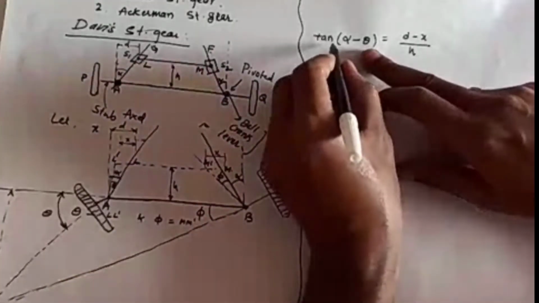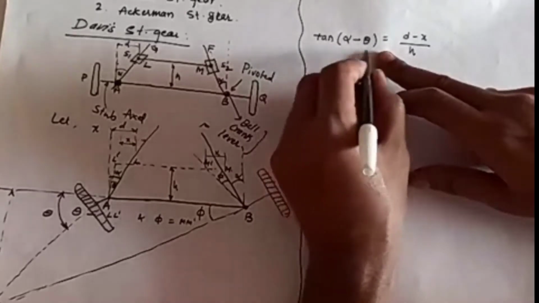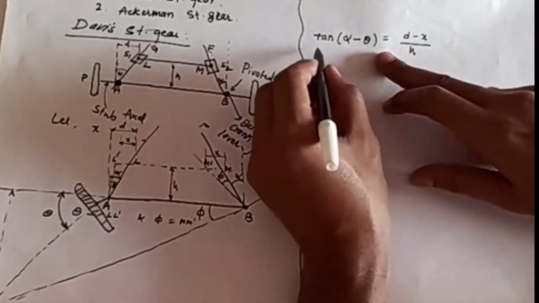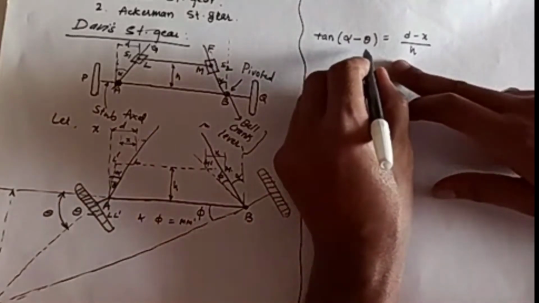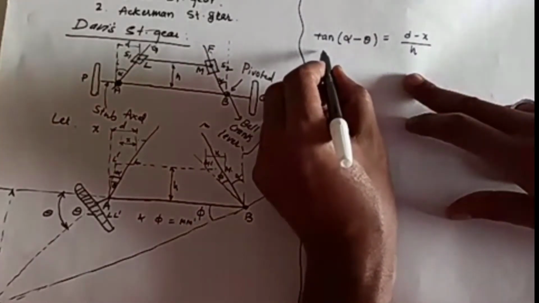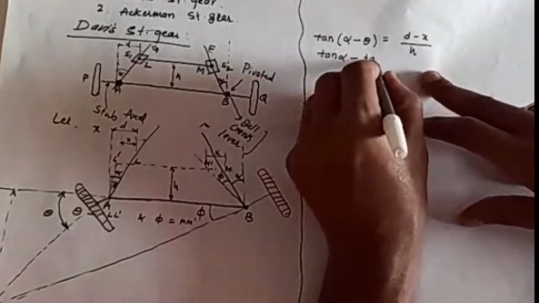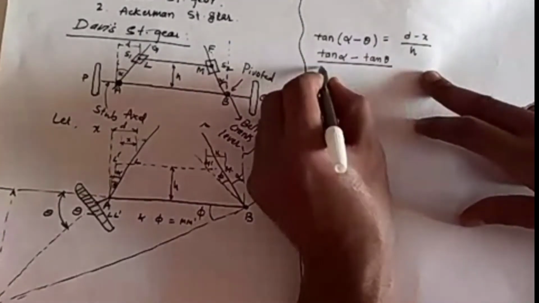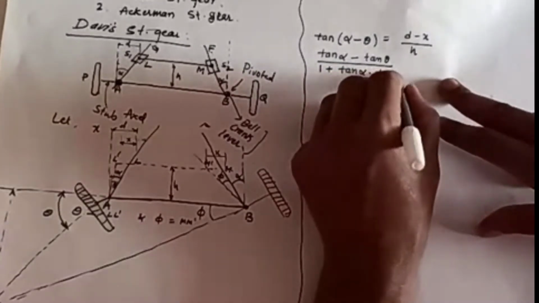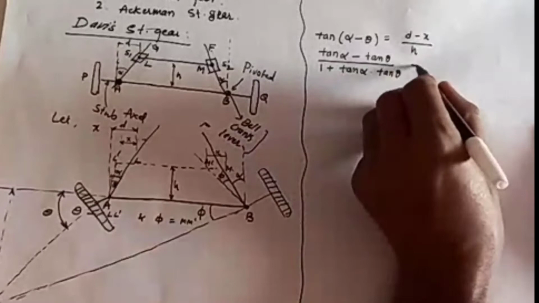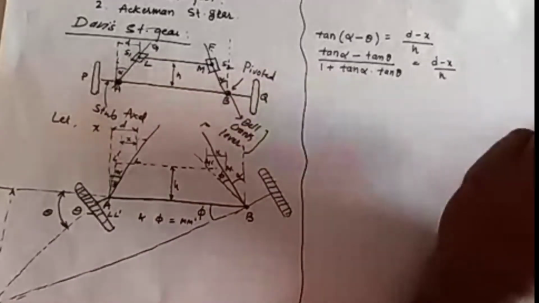Okay, so now it is an equation like tan(a minus b). So what is the formula for tan(a minus b)? That is (tan a minus tan b) by (1 plus tan a into tan b). So in this form we'll write: (tan alpha minus tan theta) by (1 plus tan alpha into tan theta) is equal to (d minus x) by h.